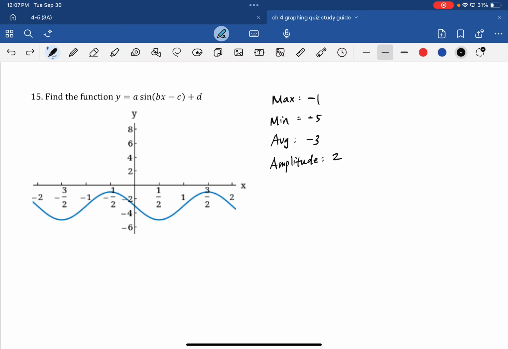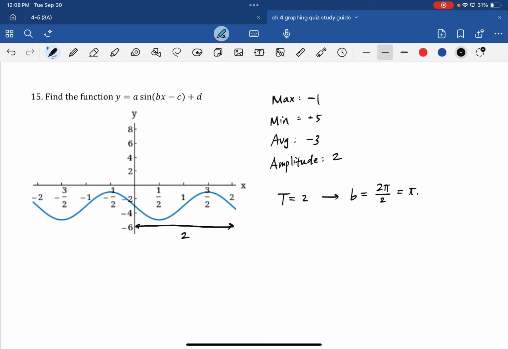Okay, what is the period? Well, one cycle is clearly 2. You could either think about that or also this distance between the peaks. That's also 2. So the period is equal to 2, which means that B is equal to 2 pi over 2, which is pi.